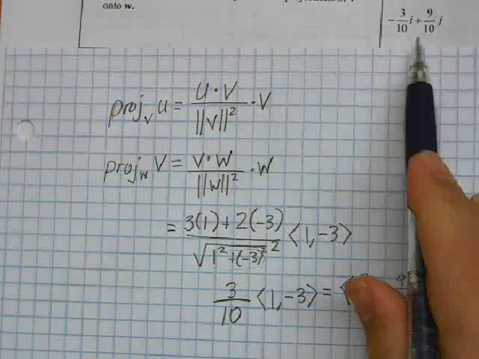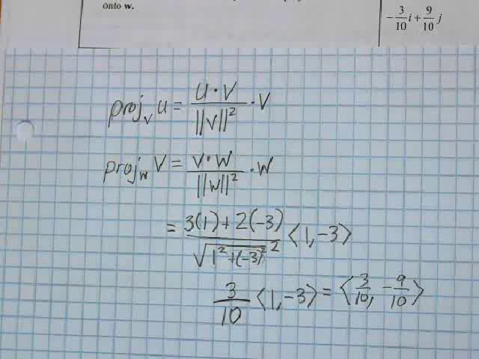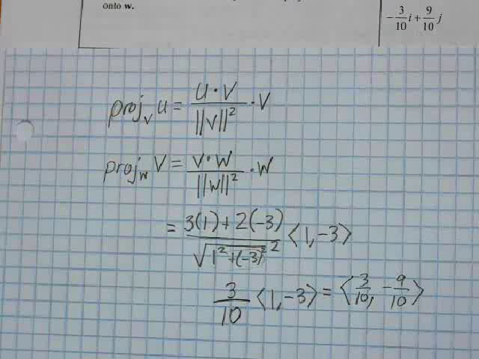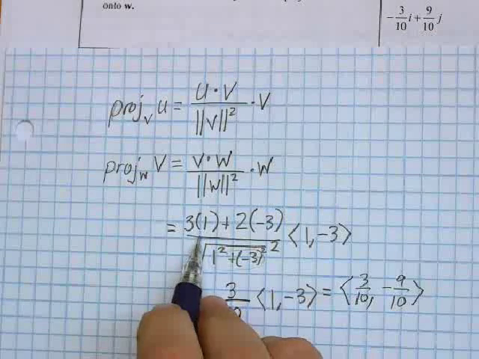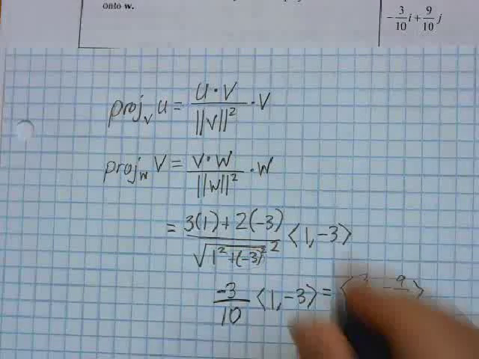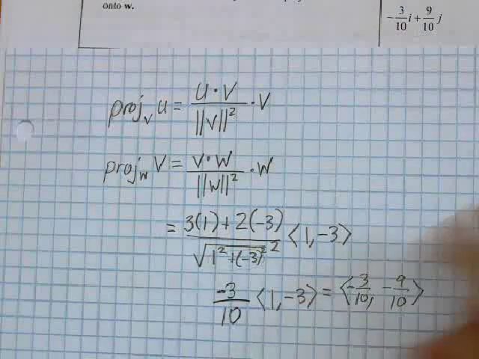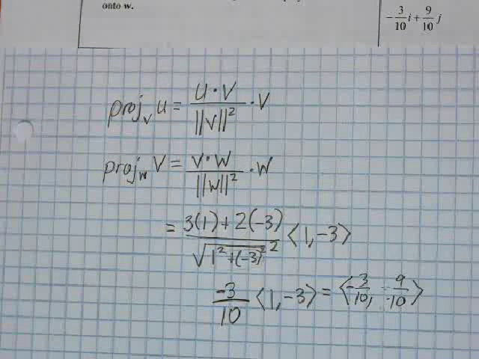And notice that matches the answer. Actually, small mistake here. Let's see. Oh yeah, sorry, so you probably caught this before I did. 3 plus negative 6 is negative 3. That's negative 3/10, which makes that negative and that positive.